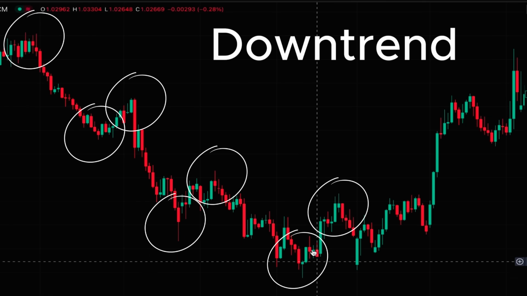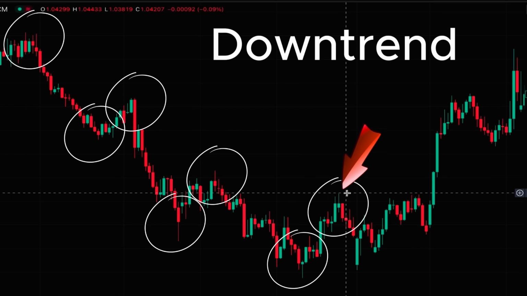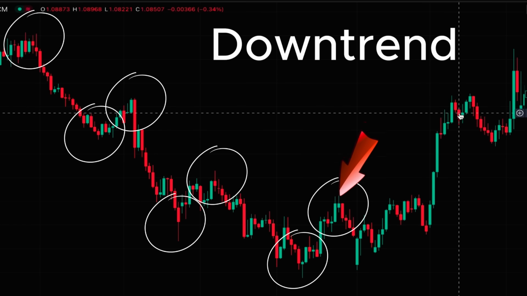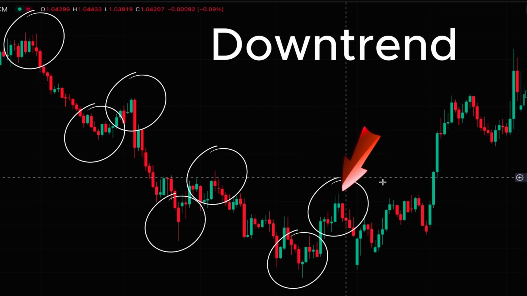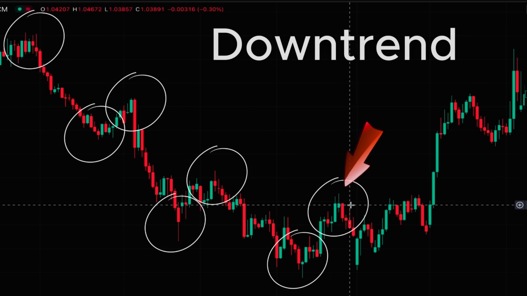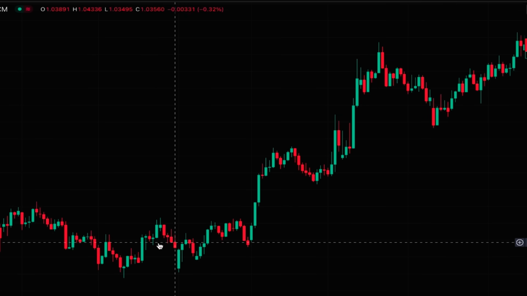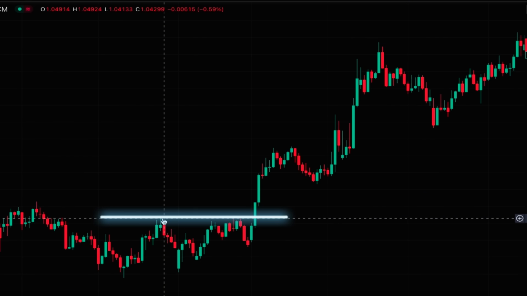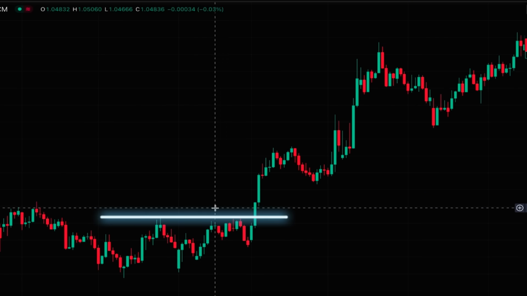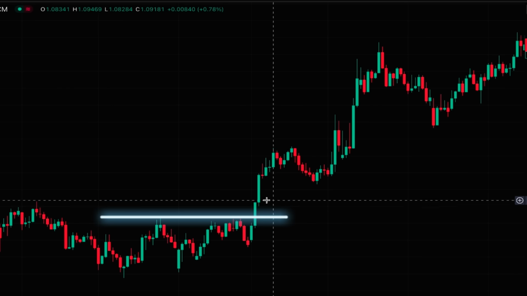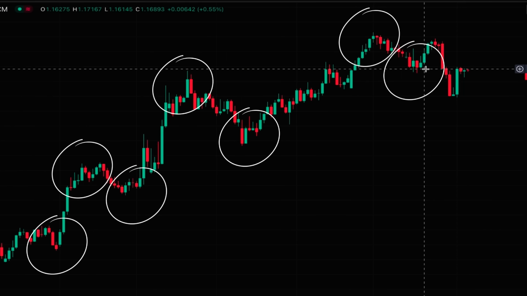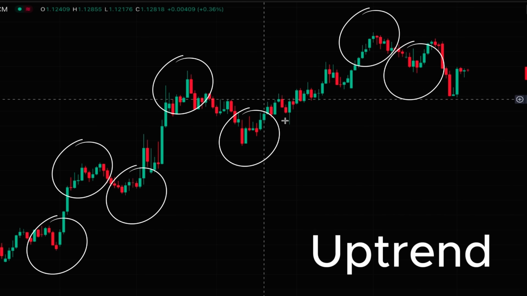But the important level is here, the last lower high, and if this level is broken and the price goes above it, it shows that the structure of the downtrend is completely violated and it is very probable to have a reversal to an uptrend. For example, here following the downtrend, you can see that this candle is closed above the previous lower high, and this tells us that the structure of the downtrend is completely broken and there is a high probability of the start of an uptrend. Now you can see that the price is making higher highs and higher lows, and this tells us that the price is in an uptrend in this period.